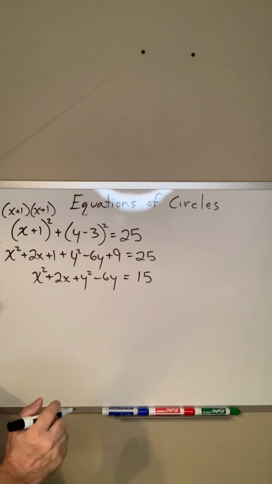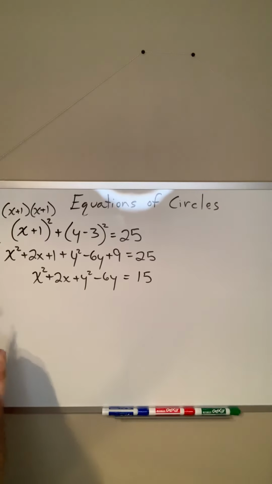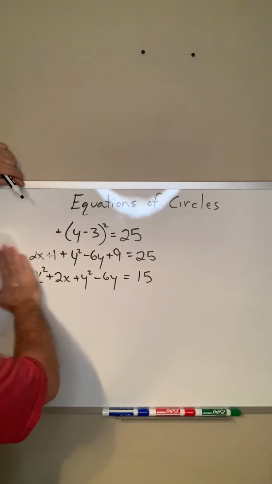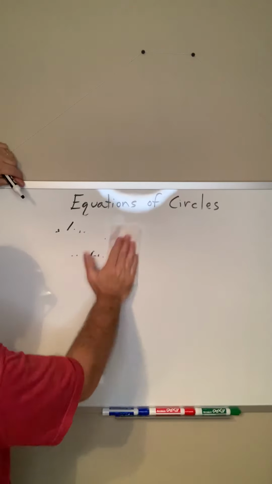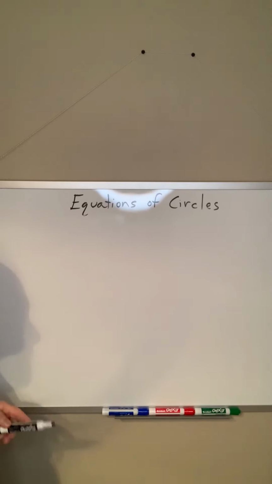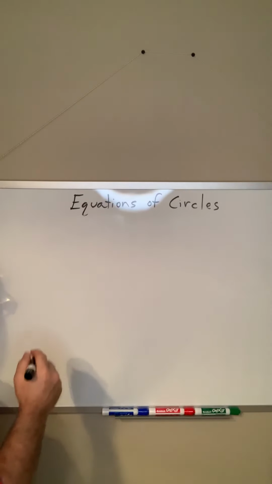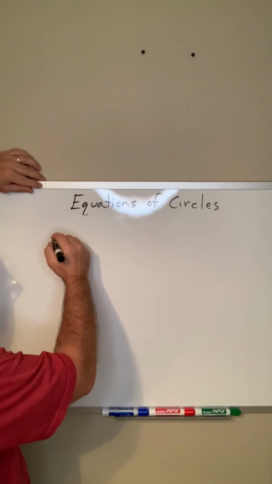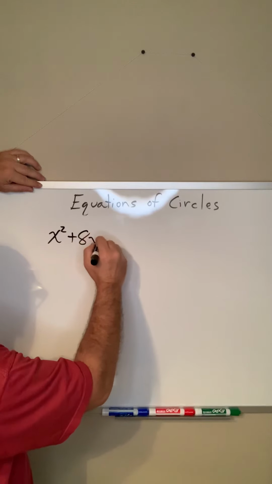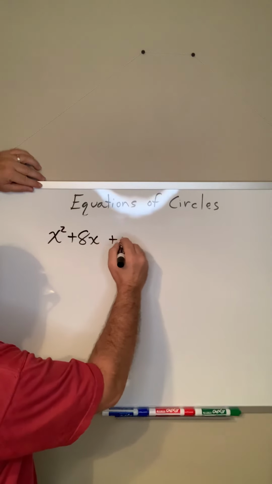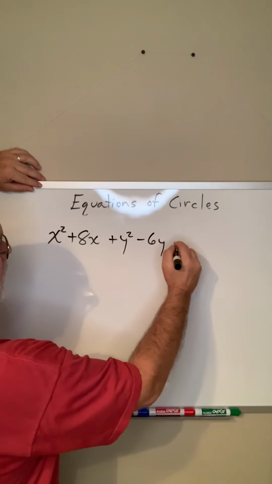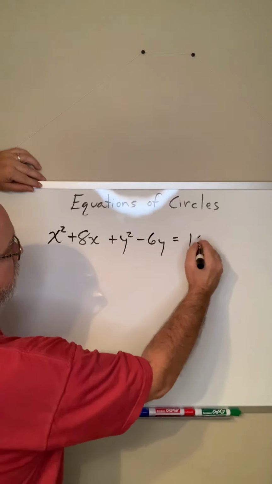Now, the next thought would be, what if they start off with this generalized form and they could move the x's and the y's from various positions, and they want us to turn it into standard form so that we can actually see what the center of the circle is and so forth. So I'm going to start us off with one. Let's say we have x² + 8x + y² − 6y = 10.